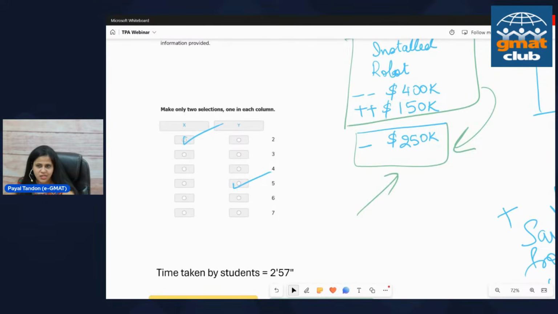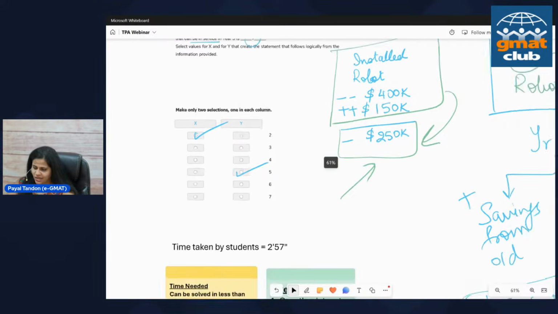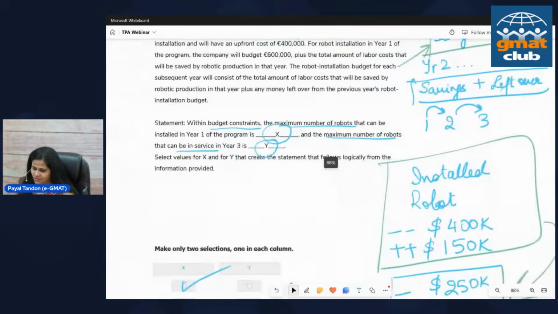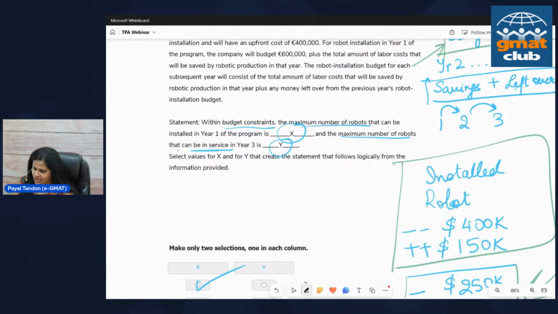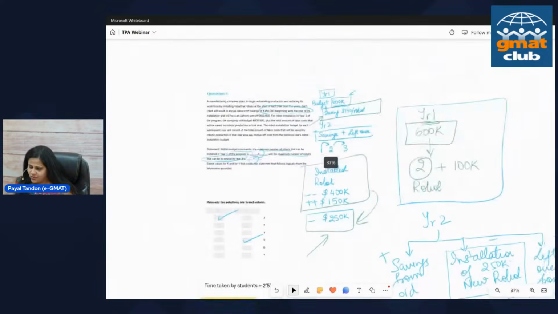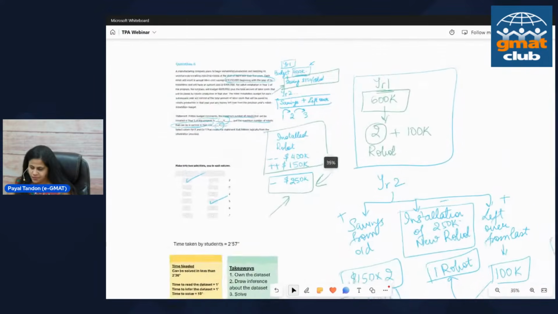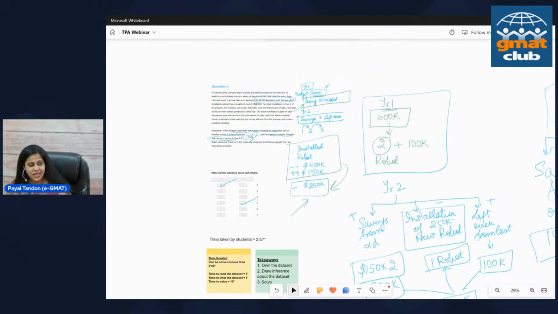So how many robots are in service? That is what I needed to find out, right? The maximum number of robots that are in service in year three. So now tell me, were you able to solve this question in this manner? Segregating, not just taking the information as is, but drawing inferences from it so that you make your own data set based on the information that has been given to you.